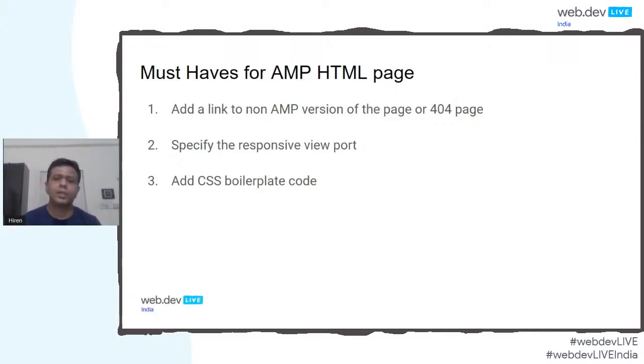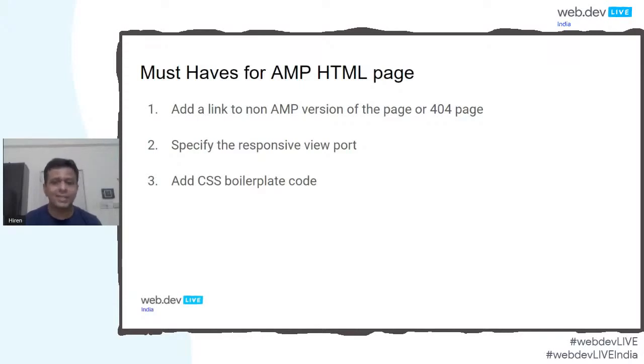So in case your browser is not supporting AMP and your user is trying to load your AMP page, it should redirect to your non-AMP version or a 404 page that says that this page is not available in the normal format. It should specify the responsive viewport, and it should have a CSS boilerplate code. The CSS boilerplate code is a code provided by, and available on, the amp.dev website, where you can find it.